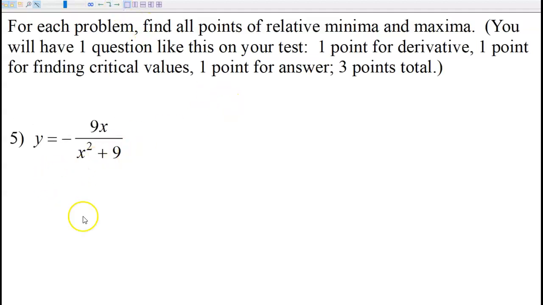All right, so we're gonna do that same process now, just with some other functions.